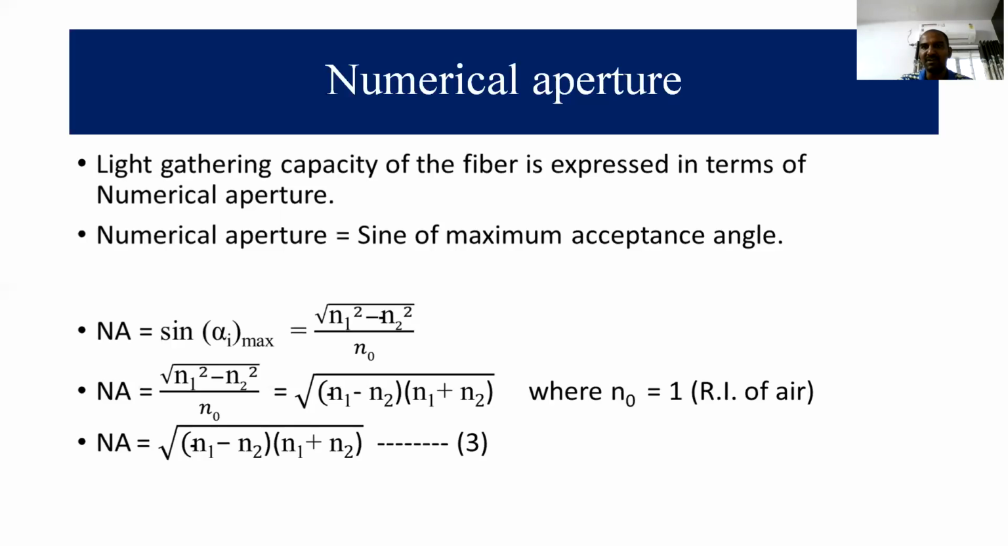Already we know n1 and n2 are the refractive indices of the core and cladding mediums respectively. So one way of expressing the numerical aperture is NA equals the square root of n1 square minus n2 square. And we will get another form of expression for numerical aperture. The same n1 square minus n2 square under the square root can be written as the square root of n1 minus n2 and n1 plus n2.